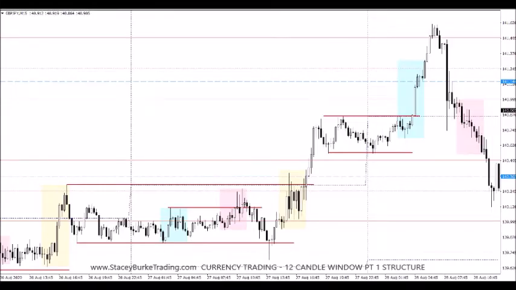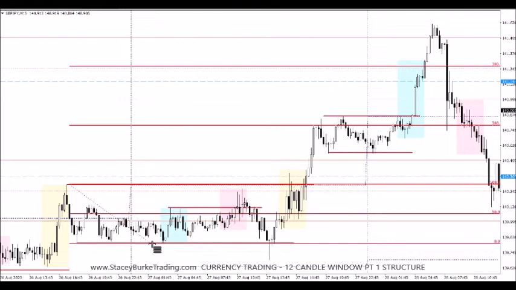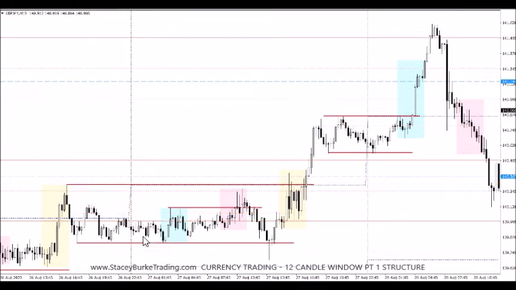But again, these geometrical structures can give us targets not only for measured moves, but instead of targeting 50 pips, if you're in a trend trade, you can be looking at moves of 100 and 150 pips.